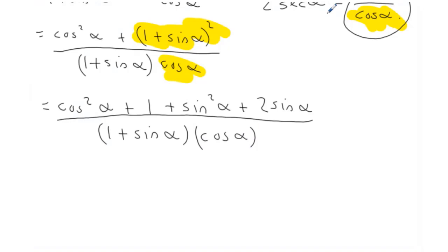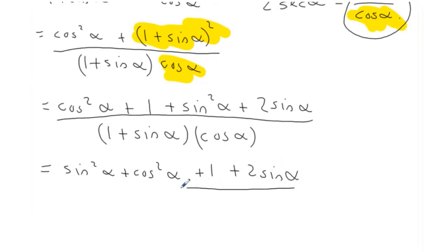I'm just going to rewrite these. You might not need it for the next step, but remember this is a proof, so we're trying to show the examiner or the reader, explicitly demonstrating your understanding, so there's no question of whether you know what you're doing or not. So I'm going to rewrite this: sine squared alpha plus cos squared alpha plus the 1 plus 2 sine alpha, all over the same denominator, 1 plus sine alpha cos alpha, right?